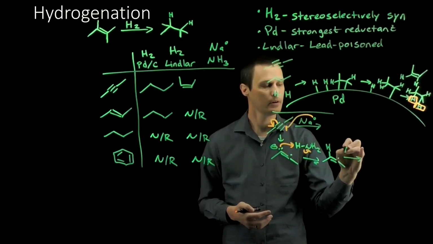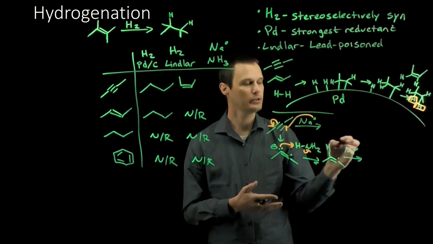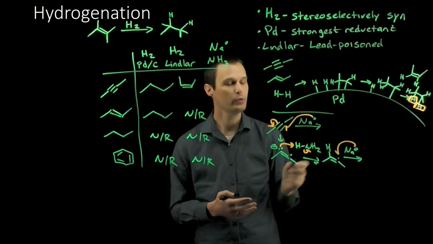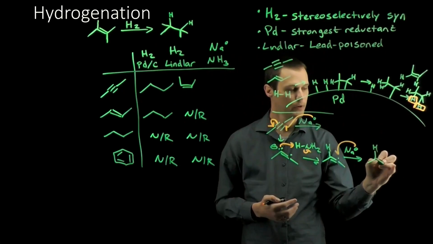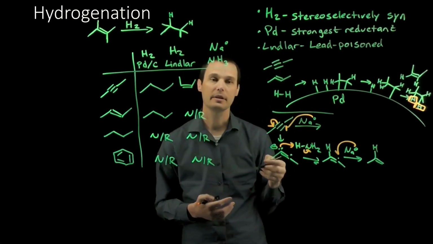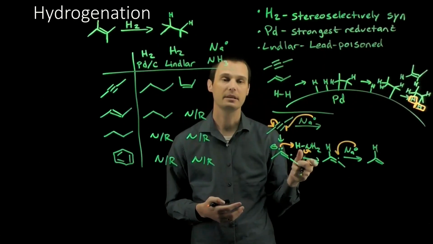We're going to take another equivalent of sodium metal with its one electron. We're going to take that one electron and add it to the existing one electron on this carbon. That's going to add a lone pair of electrons to that carbon and a negative charge. And this is the selectivity determining step.